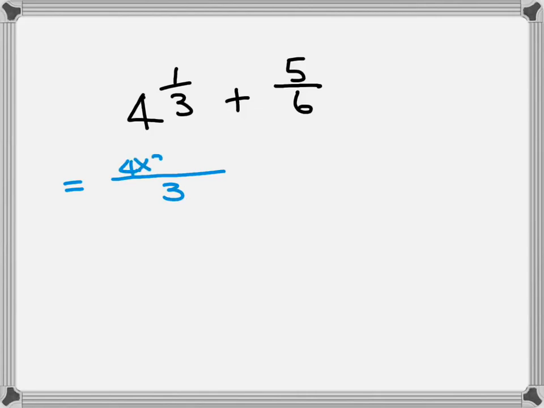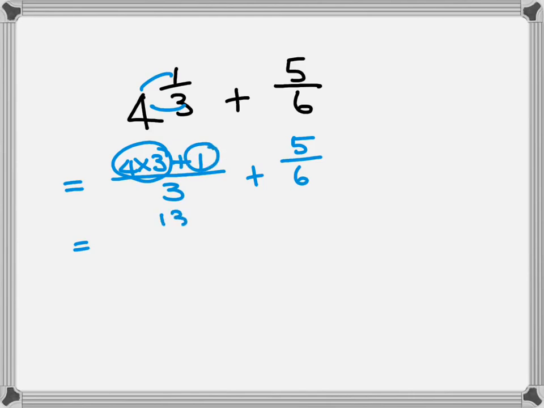4 times 3 plus 1, plus 5 over 6. Okay. Before we even look at common denominators, we're converting the mixed number into an improper fraction. And we now have 4 times 3, which is 12, plus 1, so that's 13 over 3. And then we write the rest in as it stands there.